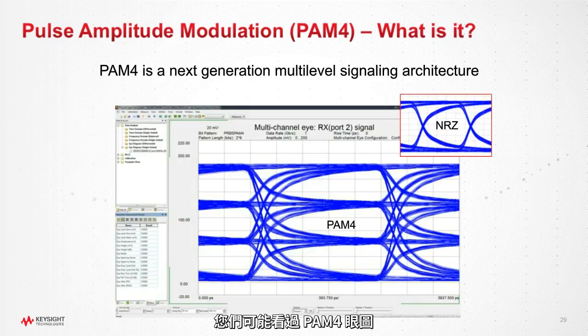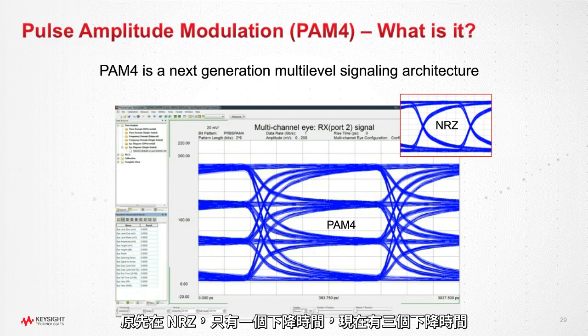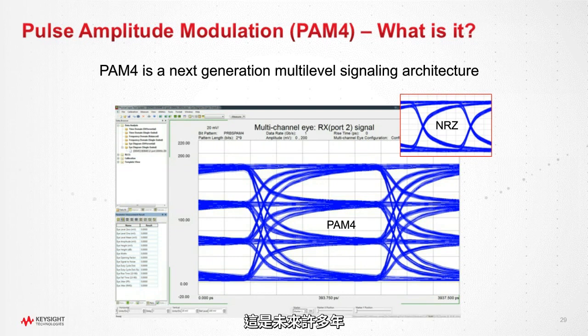And most of you have probably seen a PAM4 eye diagram, but for those that may not have, in the upper right vignette, there's a typical NRZ, non-return to zero eye diagram. And then the bigger plot here is the PAM4 eye diagram. So we have 4 logic levels in 1 bit period, 0, 1, 2, and 3, which gives us 3 eye diagrams. So previously, where we had maybe 1 rise time, you now have 3 rise times. And previously, with NRZ, 1 fall time, we have 3 fall times. So this is the next generation of multi-level signaling that we'll be using for many years to come.